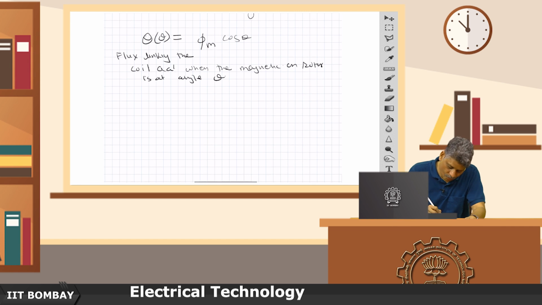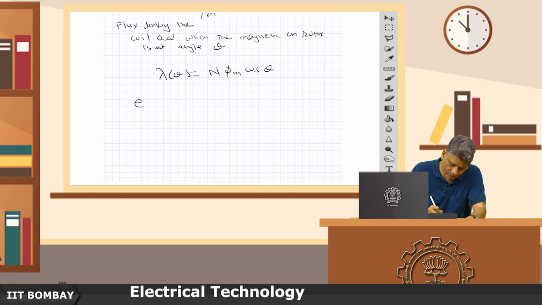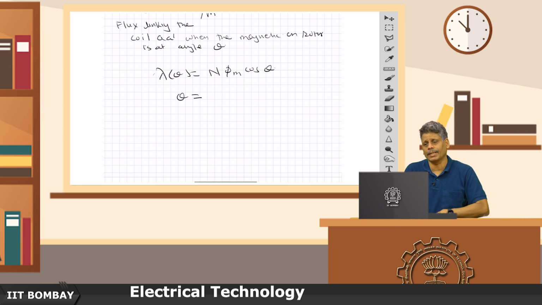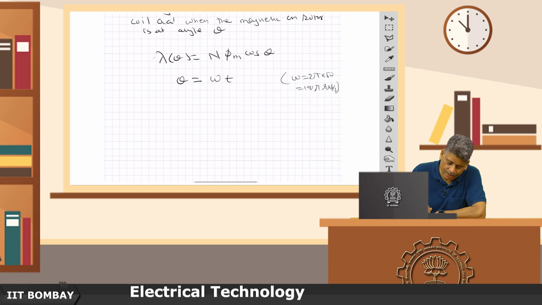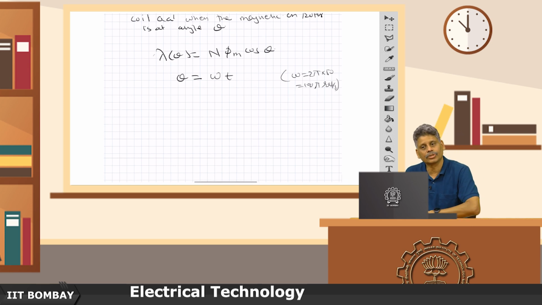So, now what is the flux linkage? Number of turns times cos of theta, and so when you do this, what is theta? Because the magnet is rotating at 50 hertz or at some speed omega, therefore, theta will be equal to omega t, and in our case in India it is going to be 2 pi into 50, which is 100 pi radians per second. So, that is what this is going to be.